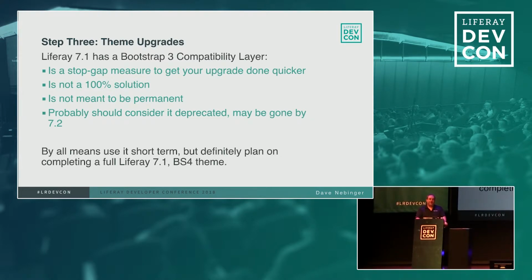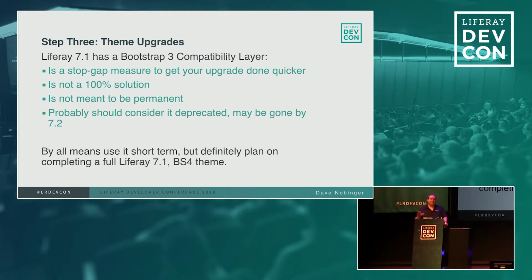The next piece is your theme. So in Liferay 7.0, all themes are based on Bootstrap 3. On 7.1, themes are based on Bootstrap 4. The one thing that they have in there for 7.1, which is there to help you, is a Bootstrap 3 compatibility layer. So this is going to help you get your theme that you currently have for 7.0 running under 7.1 so that you can continue your other upgrade development efforts. It's meant to be a stopgap measure.